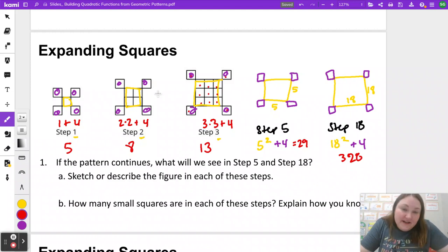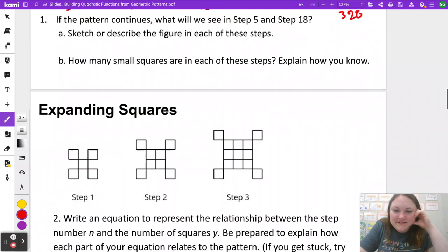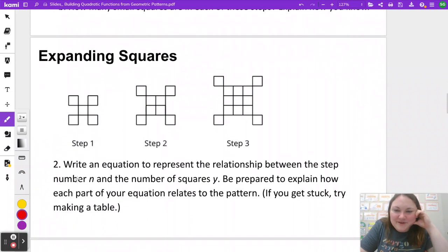Being able to look at a pattern like this and identify that pattern, so identify that every single time we're getting that square in the center that's getting larger, but those 4 on the corners are remaining consistent, helps us with the main goal of this, which is to write an expression to represent the total number of squares. And so that's where we're going next. Here we're going to write an equation to represent the relationship between the step number, which we're going to call n, and the number of squares, which we're going to call y.